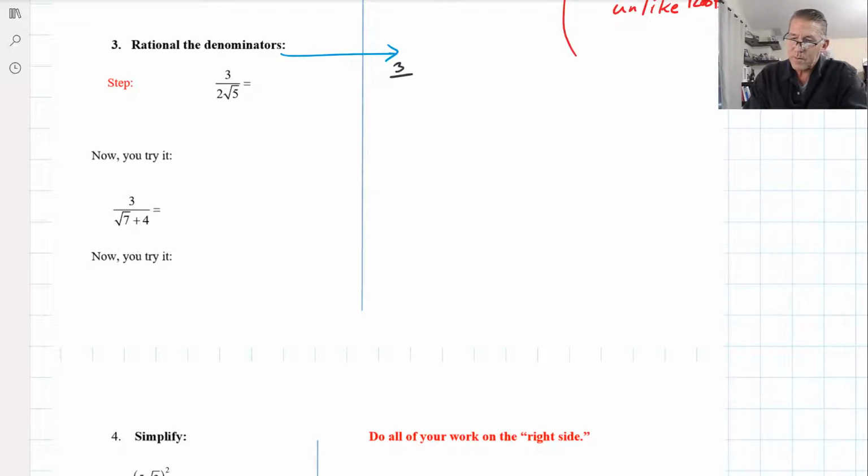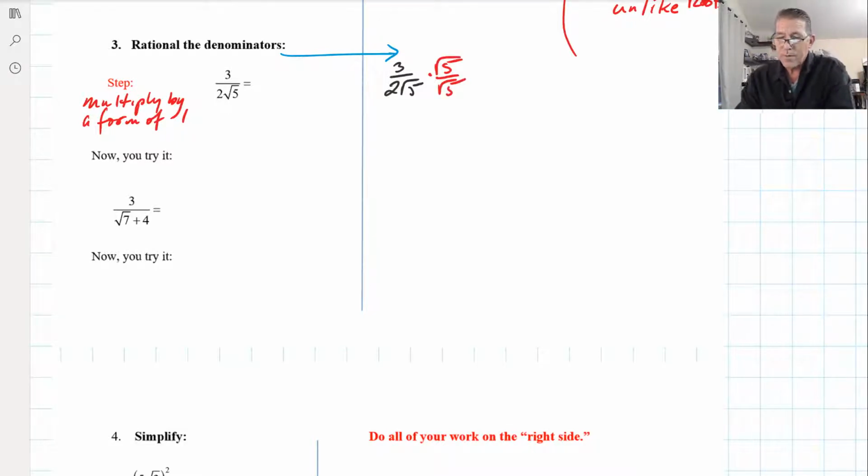Let's rewrite the problem. So 3 divided by 2 rad 5. And the key step here is you want to multiply it by the same root, okay? So multiply by a form of 1. What do I mean? Well, you multiply by root 5 over root 5, because when we multiply identical roots, here's the key concept: root 5 times root 5 is root 25, which is simply 5. So notice there's no root anymore. When you multiply identical roots, there's no more radical symbol. That's the reason why we do this.